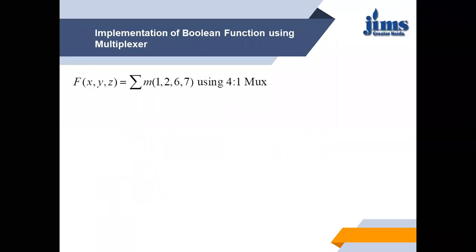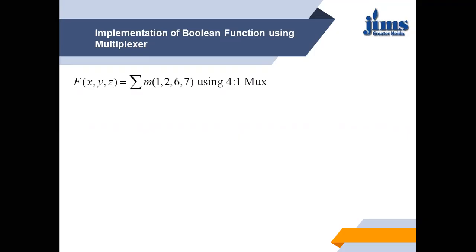Suppose we have a Boolean function f(x, y, z) = summation of minterms 1, 2, 6, 7 using 4:1 mux. Now, if we had to implement it with the help of an 8:1 mux, because there are three input lines, then the size of the mux would be 8:1 with three select lines, and all select lines would be equal to inputs x, y, z. Whichever minterm is 1 would be 1 at the input and the rest would be 0, as we did in the last example. So here we have to implement it using 4:1 mux.